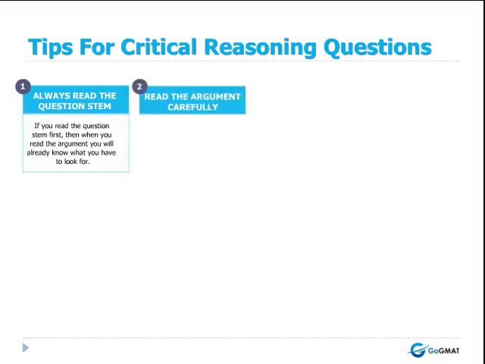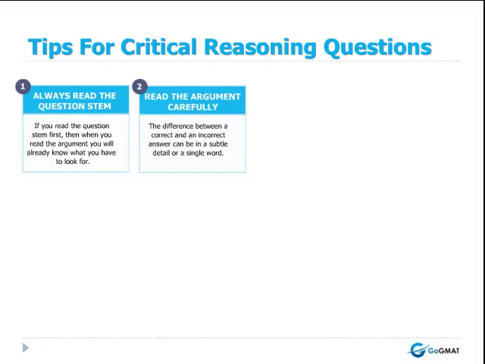2. Read the argument carefully. Unlike the large reading comprehension questions, critical reasoning arguments are comparatively short, 30 to 120 words, and you should pay attention to every single detail. The difference between a correct and an incorrect answer can be in a subtle detail or a single word. Make sure you understand all the statements in the argument.